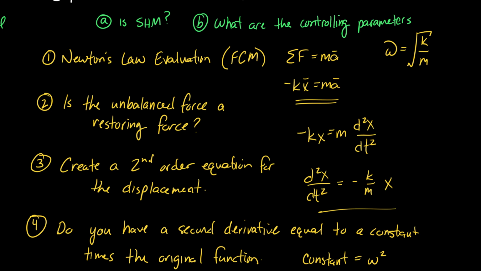That's the set of things we did. At the end of the day, we're able to get omega. Omega is the controlling property.